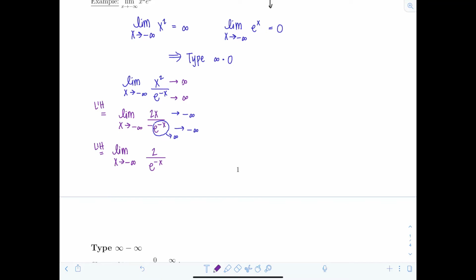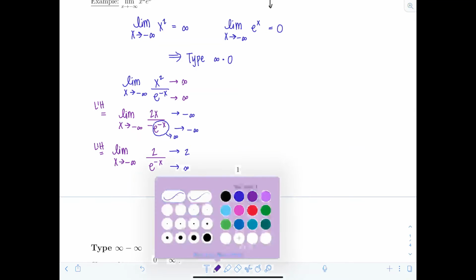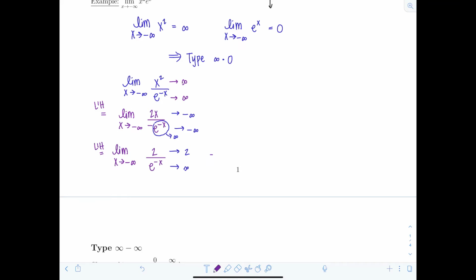So now let's check. As x approaches negative infinity, well, the numerator is a constant, so it's just approaching 2. And then the denominator, e to the negative infinity, that's going to be approaching positive infinity. So when I have a constant over infinity, that means the entire quantity is approaching 0, right? The denominator is blowing up and the numerator is not changing, so the entire expression is shrinking. So we figured out that the limit is equal to 0. Nice job. So that took 2 iterations of L'Hopital's rule, and that can happen on occasion.